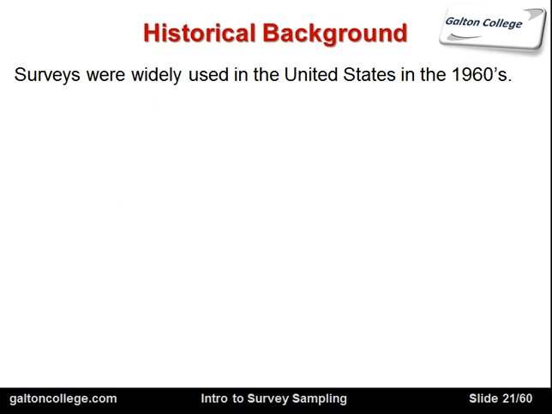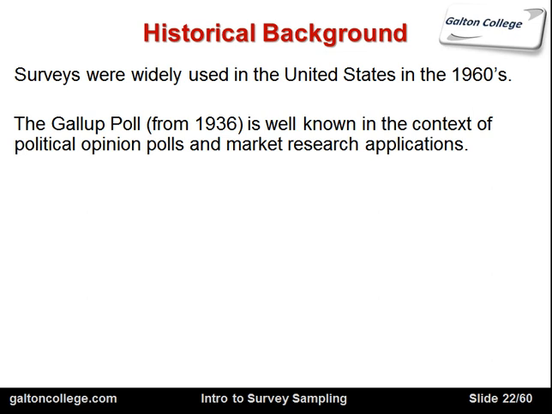Surveys were widely used in the United States in the 1960s. This is where they became really popular, and it spread out from there to what we've got today. The Gallup poll, for example, in 1936 is well known in the context of political polls and market research applications. So the Gallup poll is very well known as a survey company.